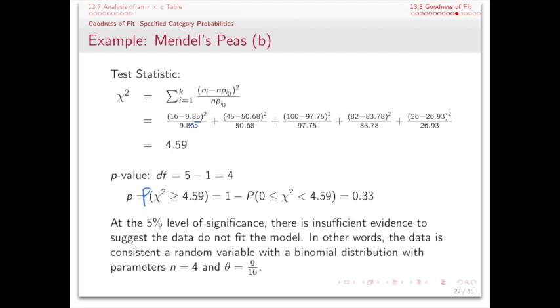At the 5% level of significance, we're going to fail to reject the null hypothesis since our p-value is so much bigger than our alpha value. So there's insufficient evidence to suggest the data do not fit the model. In other words, the data is consistent with a random variable with a binomial distribution with parameters n equal to 4 and theta equal to 9/16.